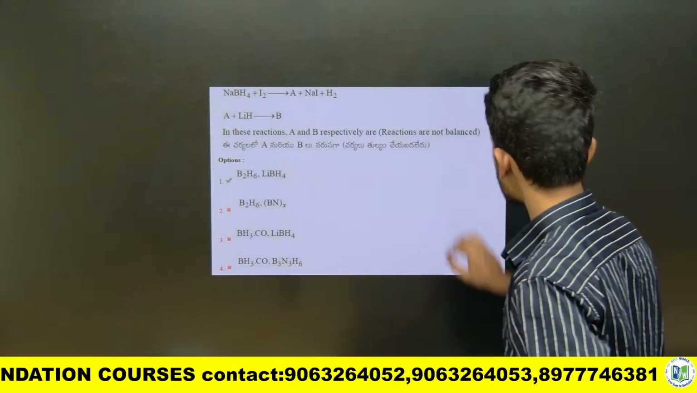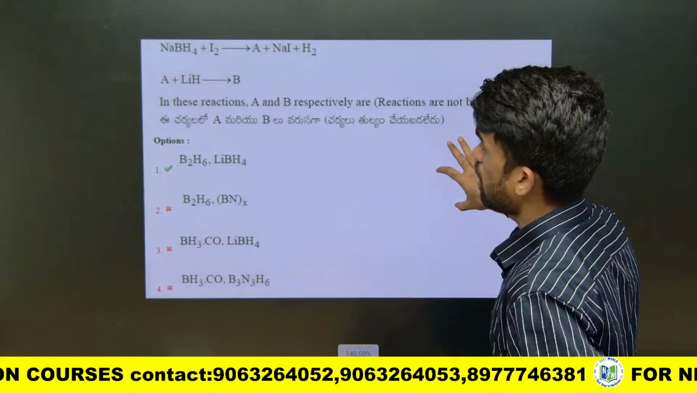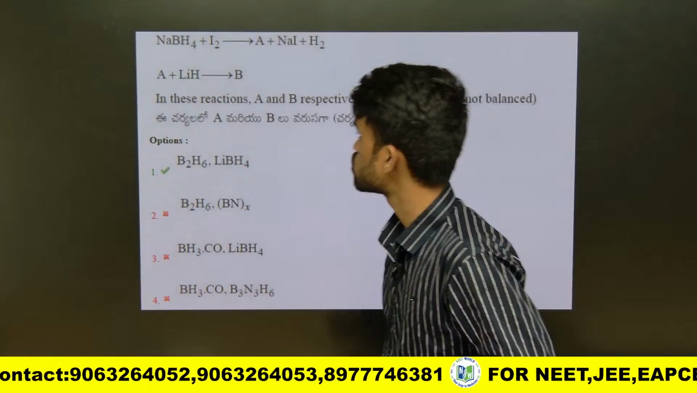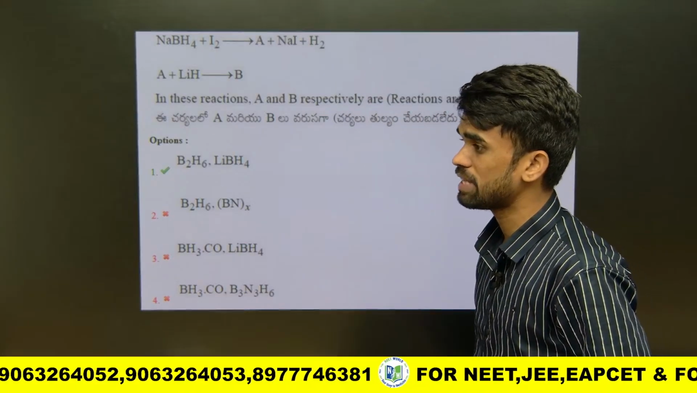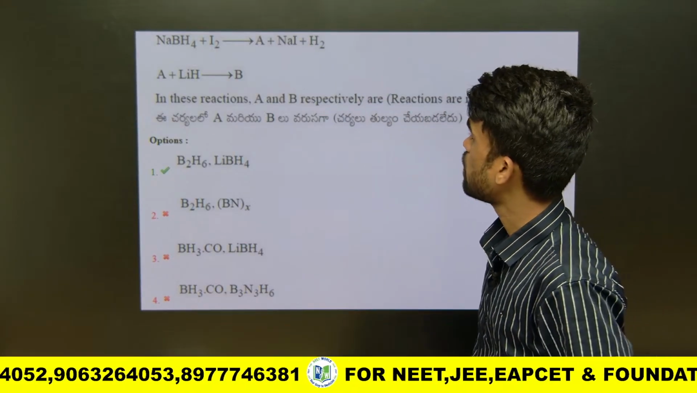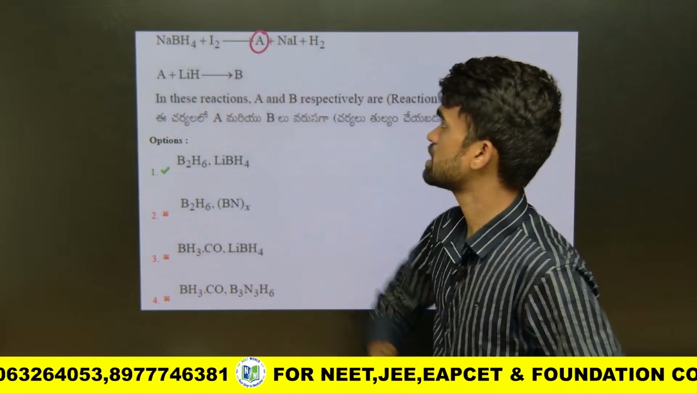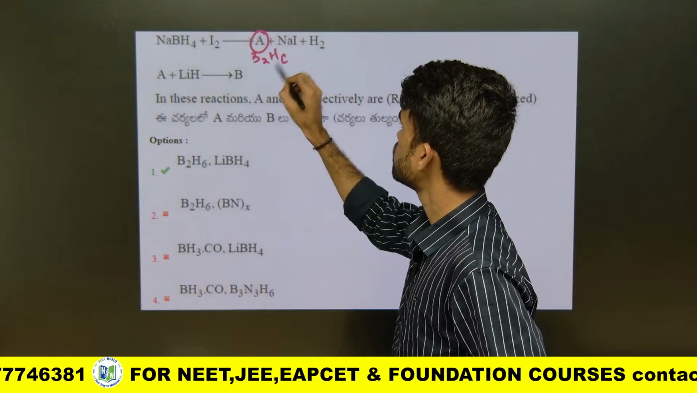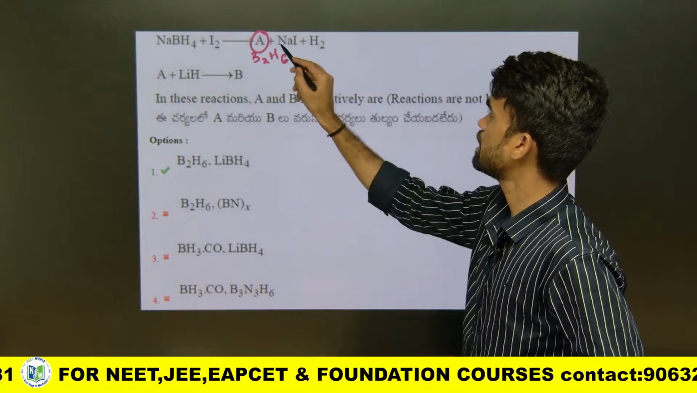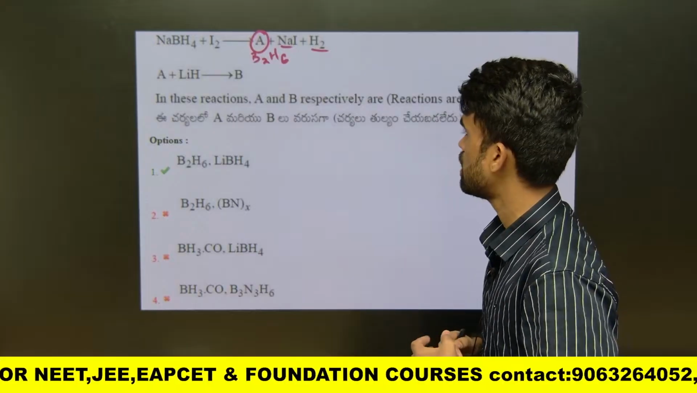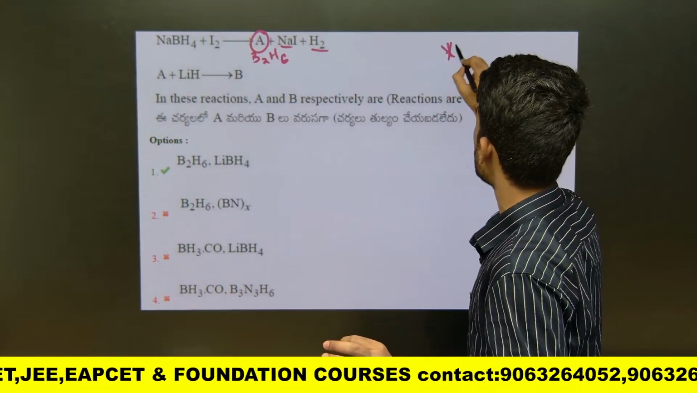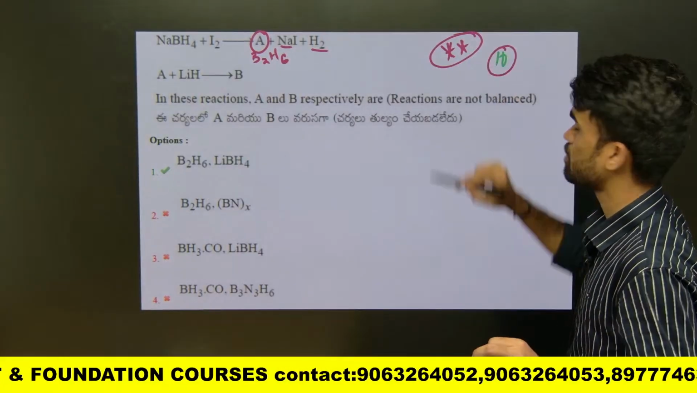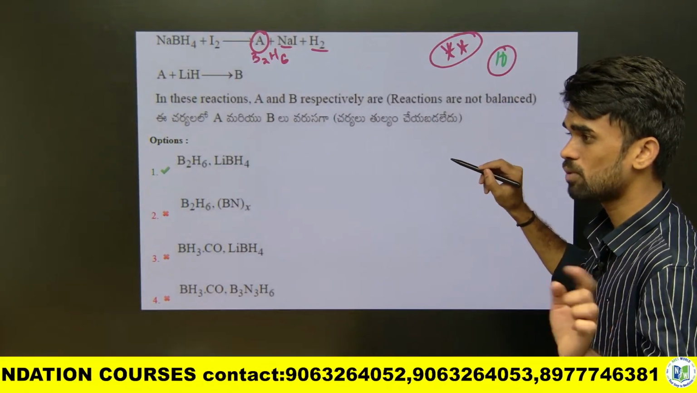Now, this question is from diborane preparation, right? So NaBH4, sodium borohydride, upon treating with iodine, what happens? It forms B2H6 here. So A is our B2H6. Along with that, NaI and H2 gas are liberated. Very important topic, diborane. I have discussed this diborane in less than 10 minutes. A special video is there, you can watch it in the playlist.